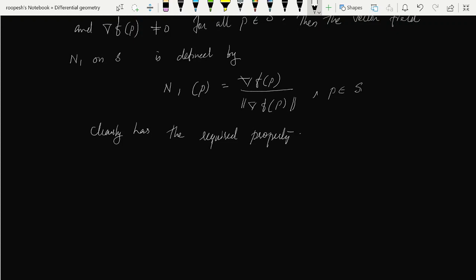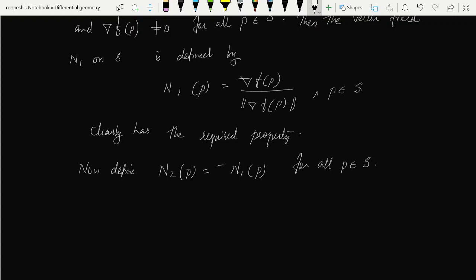Now we want to define one more orientation. Now define n2 of p is equal to minus n1 of p for all p belongs to S.